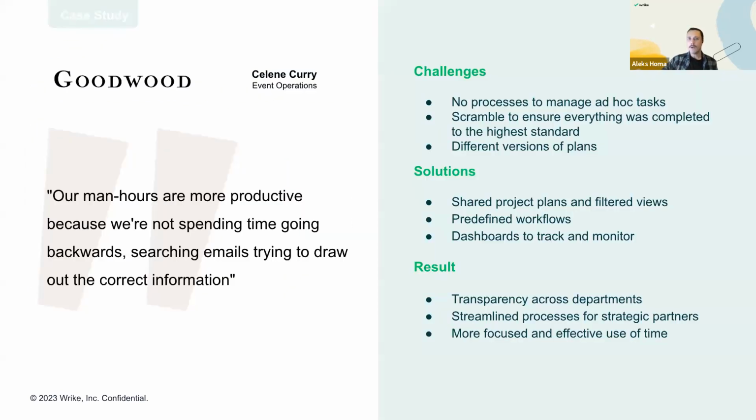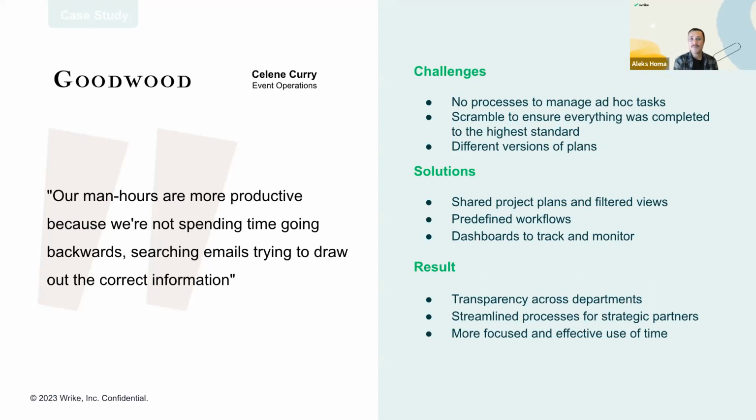We want you to know that there are stacks of people using Wrike to manage and plan their events, and one of them, of course, is Goodwood. You may have heard of them. Goodwood came to Wrike with no real process. They were managing ad hoc tasks, scrambling to ensure everything was in the right place and completed on time before they kicked off an event.